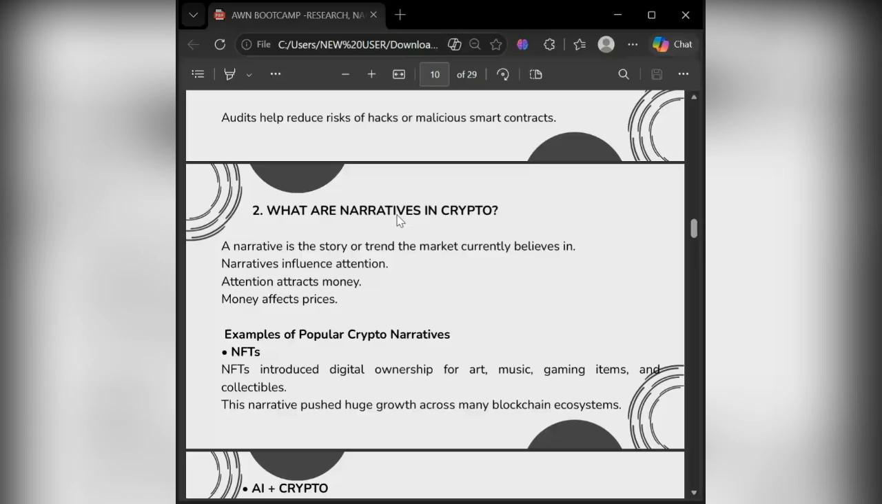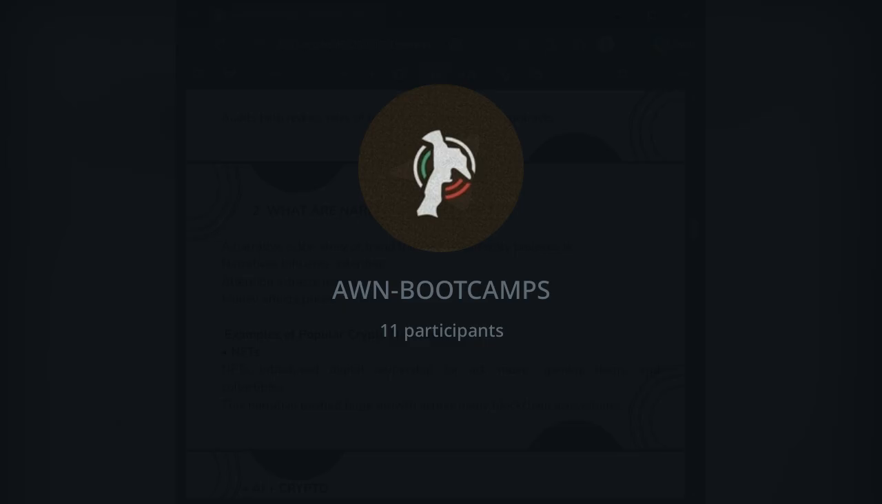So what are narratives in the crypto space? A narrative is the story or trend that the market believes in. Narrative influences attention, attention is what attracts money, and money is what affects prices. When we start talking about liquidity flow in the market, you will understand what narratives can do in the market. Narrative is the story.